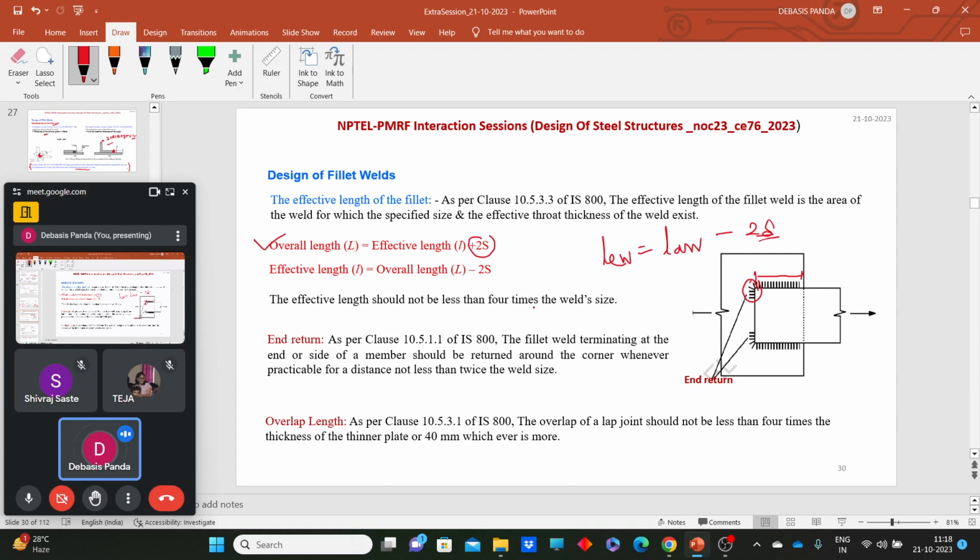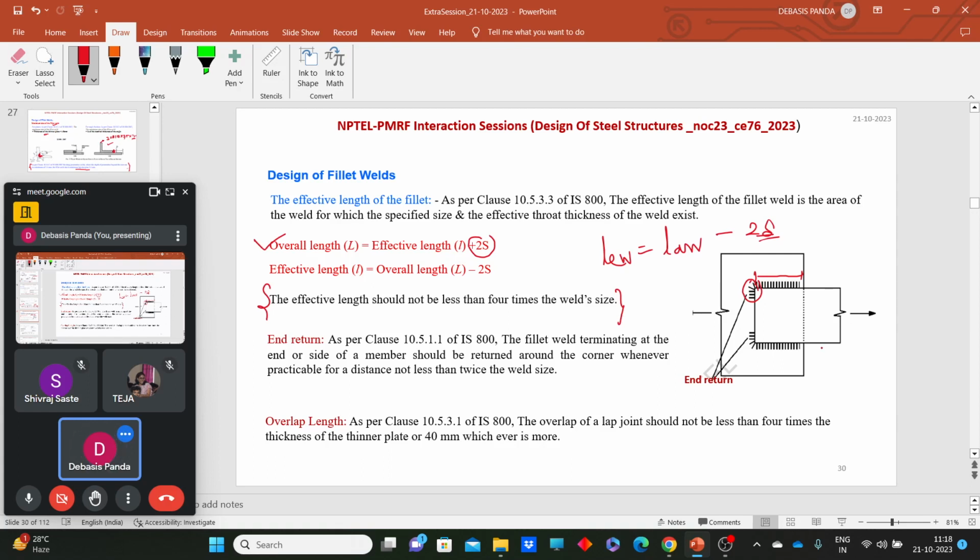Okay, now effective length and overall length. What should be the overall length? Overall length means the length you need to provide on the actual connection, on the side. So the overall length should be the effective length plus the end return portion. And the clause says the effective length of a weld, particularly for a fillet weld, should not be less than 4 times the size of the weld.